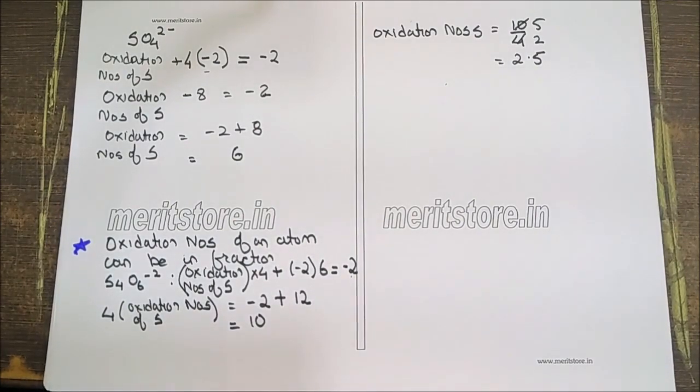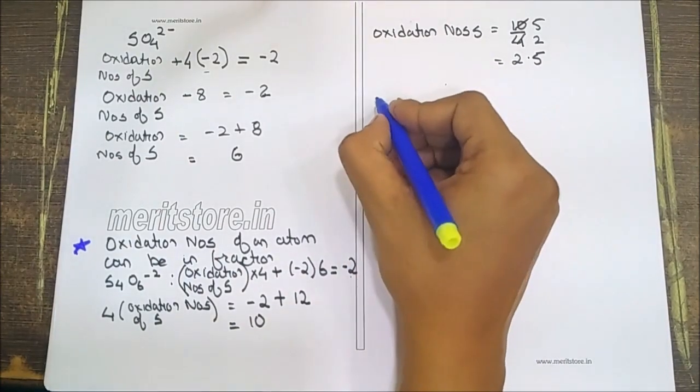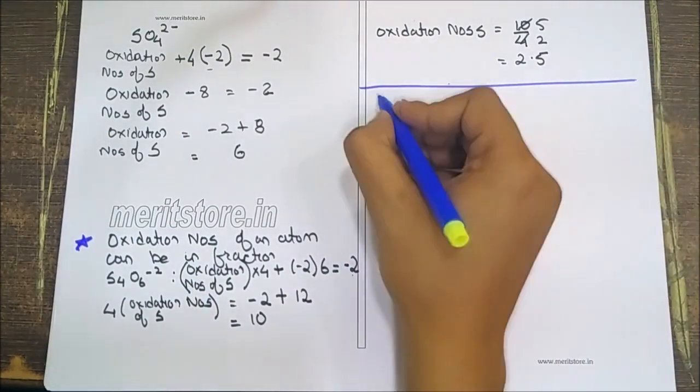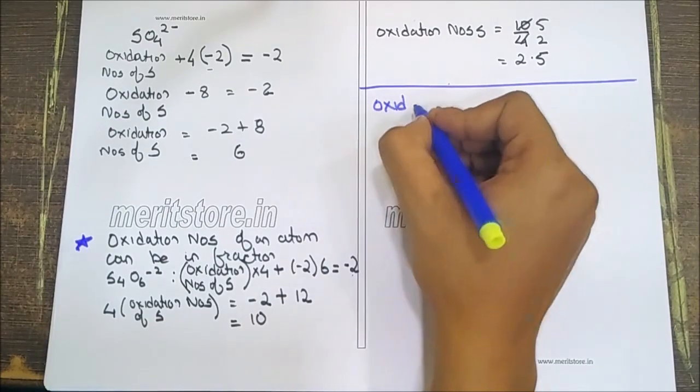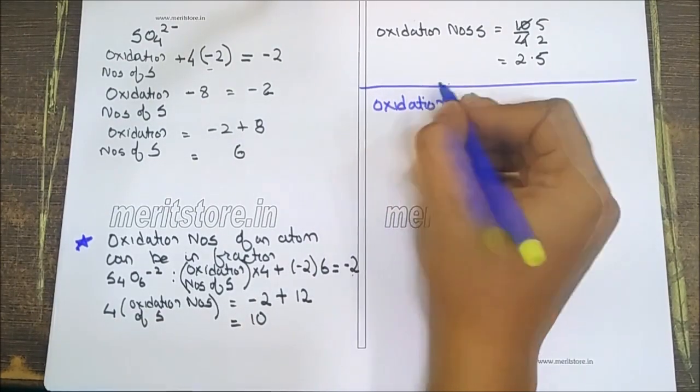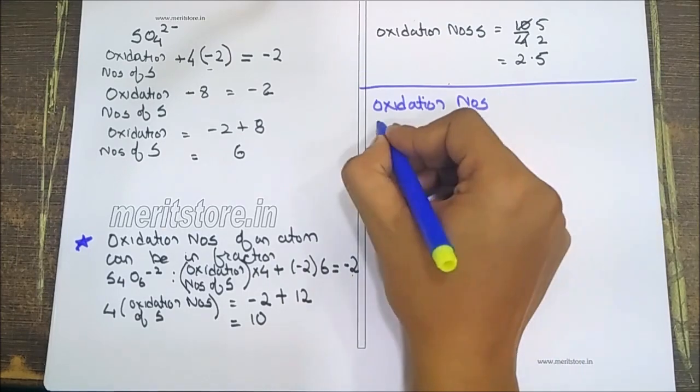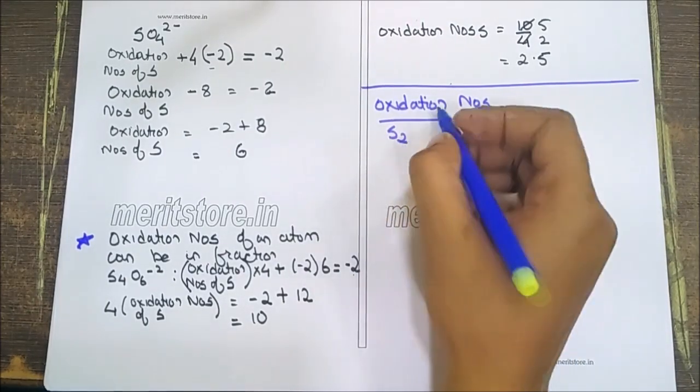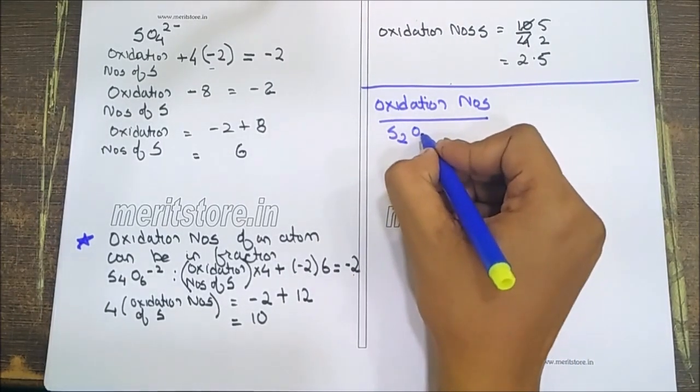Now this is a very important concept. So we need to understand how we can always get to know the oxidation number of each atom. There can be questions of calculating the oxidation number of any of the atoms in a polyatomic ion. So let's go through some examples. Now we are trying to understand how we can calculate the oxidation number of different atoms.